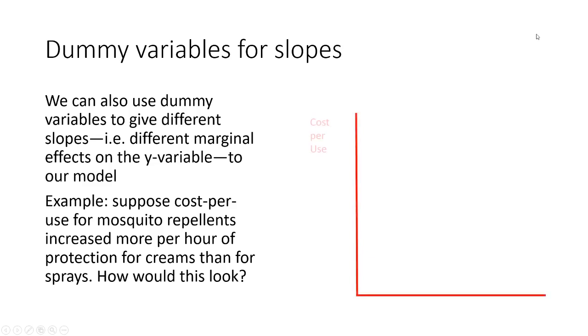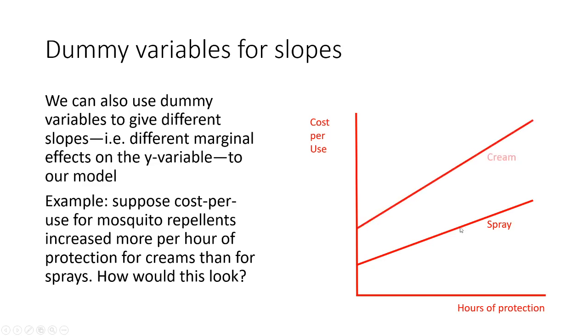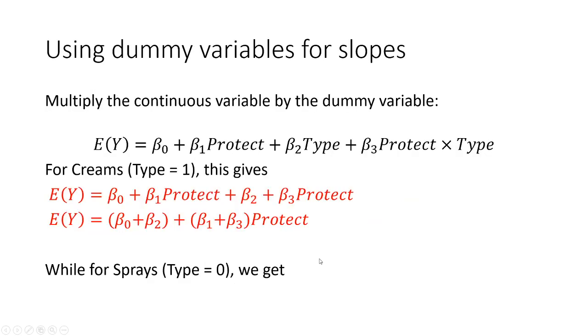We might very well imagine a situation where the cost per use for sprays increases by some amount per hour of protection, but the cost per use for creams increases by a different amount per hour of protection. This would require estimating a different regression line for creams and for sprays. But we can actually do that pretty easily within our regression context.